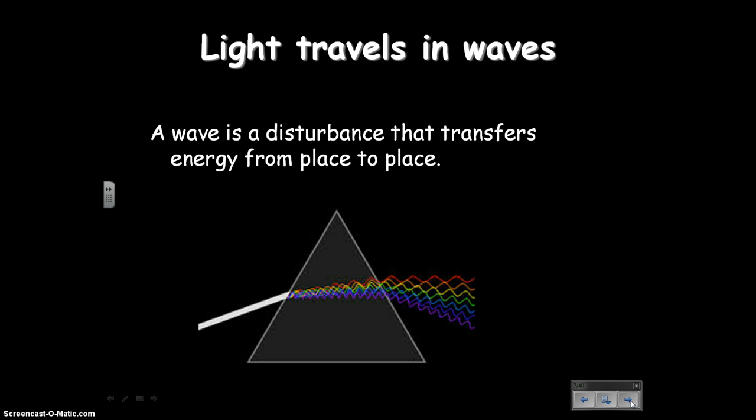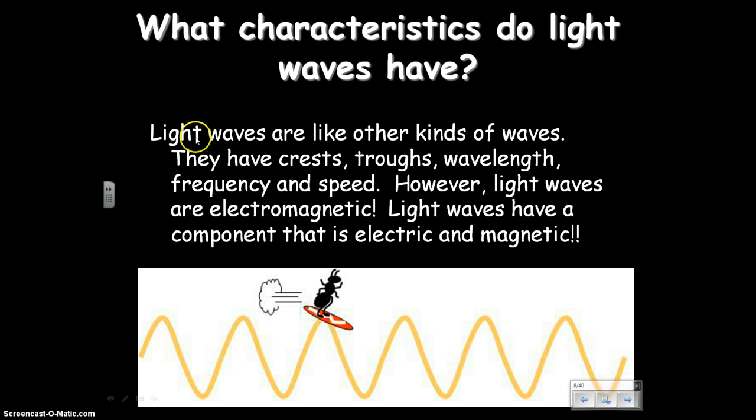Light also travels in waves. A wave is a disturbance that transfers energy from place to place. So you can see light waves are like any other kind of waves. They have crests, troughs, wavelength, frequency, and speed. However, light waves are electromagnetic. Light waves have a component that is electric and magnetic, and we'll talk about that a little bit.